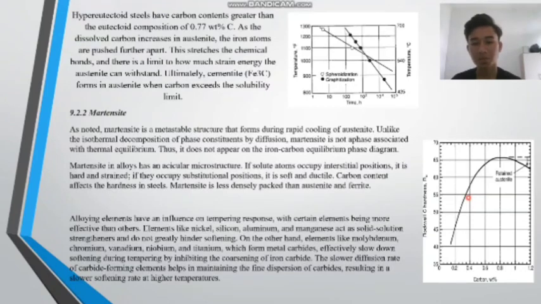Alloying elements have an influence on tempering response, with certain elements being more effective than others. Elements like nickel, silicon, aluminum, and manganese act as solid solution strengtheners and do not greatly hinder softening. On the other hand, elements like molybdenum, chromium, vanadium, niobium, and titanium, which form metal carbides, effectively slow down softening during tempering by inhibiting the coarsening of iron carbide. The slower diffusion rate of carbide forming elements helps in maintaining the fine dispersion of carbides, resulting in a slower softening rate at higher temperatures.